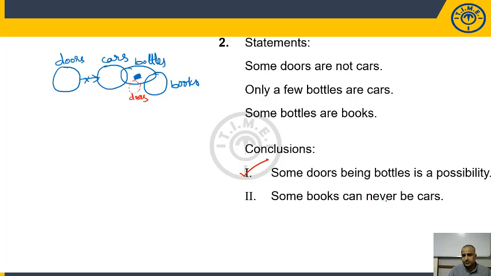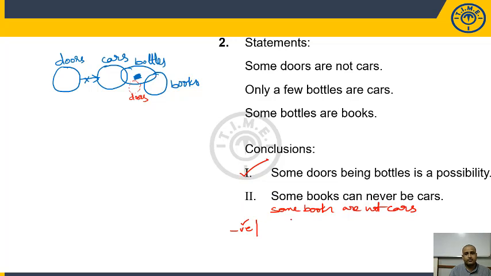Next, some books can never be cars. That is the same as some books are not cars. Is it some books are not cars? Yes, both are disjoint sets. Some books are not cars is true. So the negative conclusion is true.